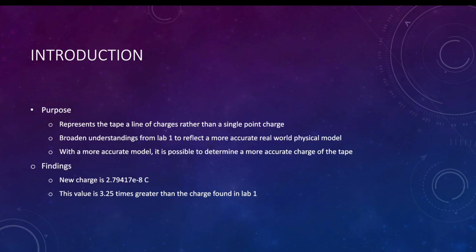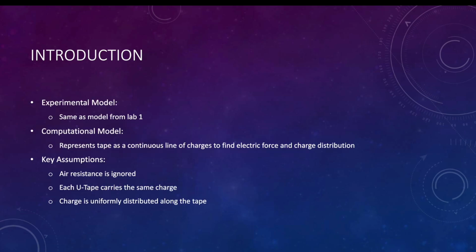With a more accurate model, it is possible to determine a more accurate charge of the tape. And the findings are that the new charge found is 2.79 times 10 to the negative 8th Coulomb, which is 3.25 times larger than the charge found in Lab 1 for the tape, which is pretty significant.